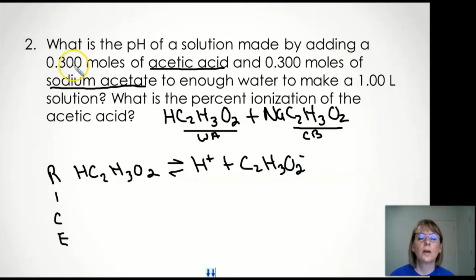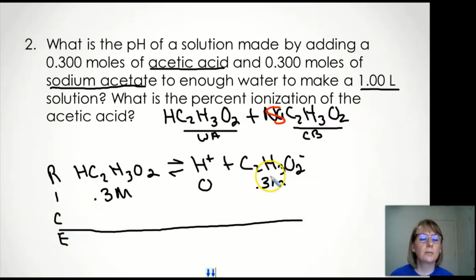We would always put this in molarity. It is 0.3 moles in a 1 liter solution, so it's going to be 0.3 molar. This is still 0. But the problem here is that sodium acetate has some acetate ions. The sodium ion is nothing more than a spectator. Sodium ions tend to be spectators in a lot of reactions, so we don't need to worry about the sodium part, but the acetate part. And we do have some: 0.3 moles in 1 liter, so we have 0.3 mole in the solution there.